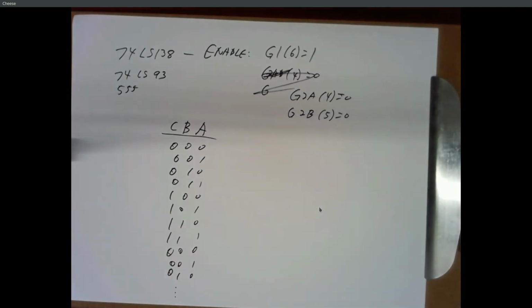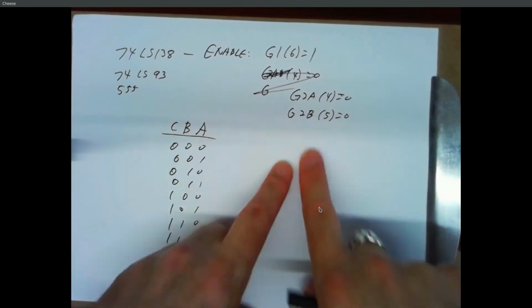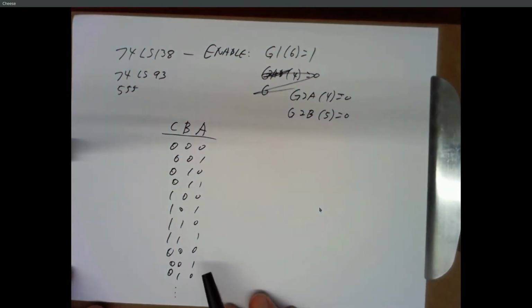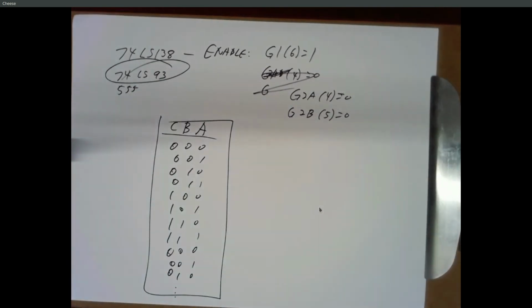If we can somehow generate this counting pattern of 3 lines and feed that into ABC on the 138, the outputs will turn our LEDs on in the right way. So how do we generate this sequence? We use something called a binary counter.